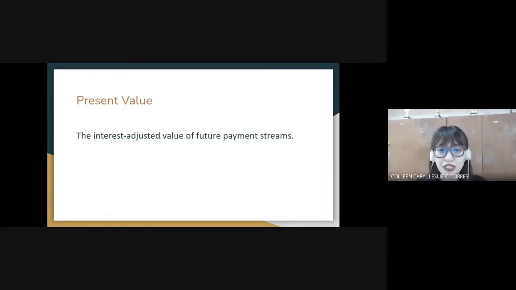So in short, if you were a lender, obviously you would prefer to have the client pay for their loan for a longer period of time, because the longer they have the loan, the more interest you will get. So that's the idea of present value, the interest adjusted value of future payment streams.